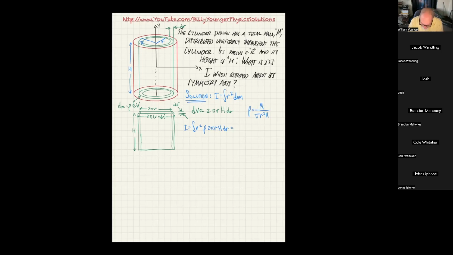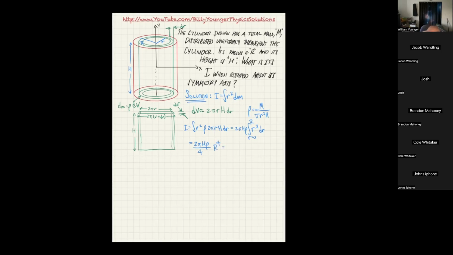So what I'm going to do is write the rho out in front. I'm going to say 2 pi h rho, and I'm just going to leave it as rho for right now, unlike what I did before. What I have left is r squared times r times dr. So I'm going to integrate r cubed dr from r equals 0 to big R. That's going to give me 2 pi h rho over 4 times r to the 4th.